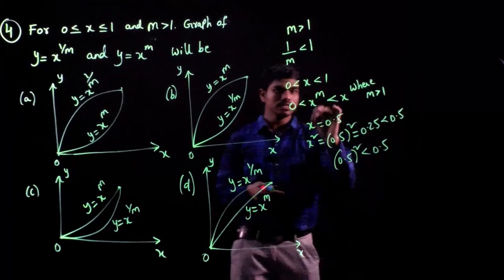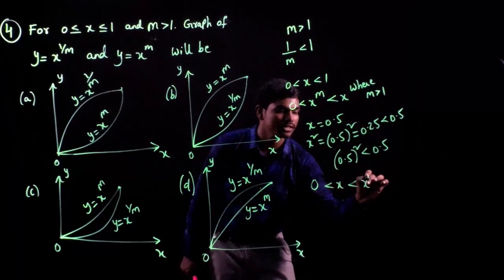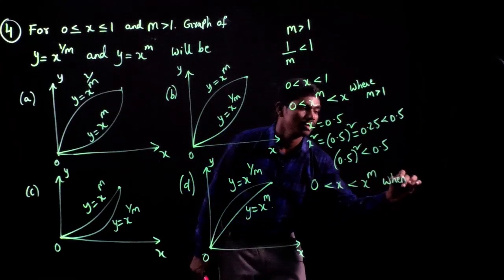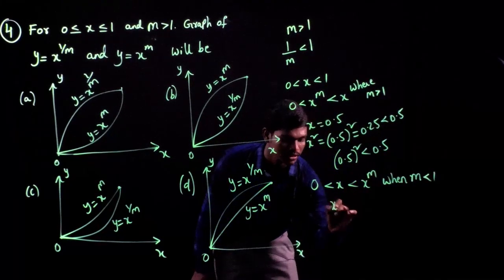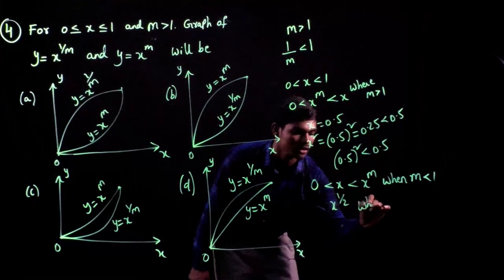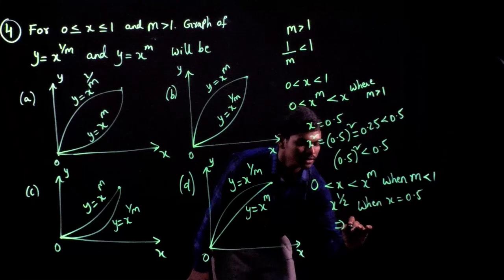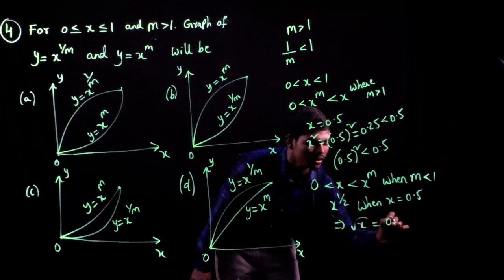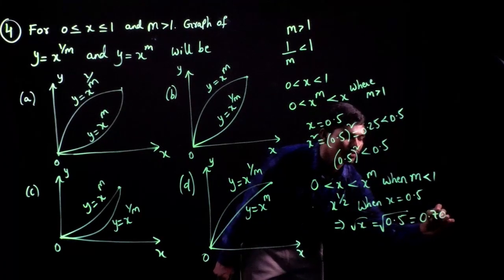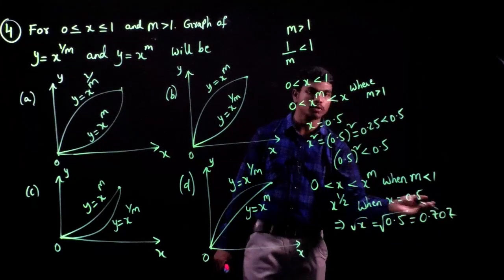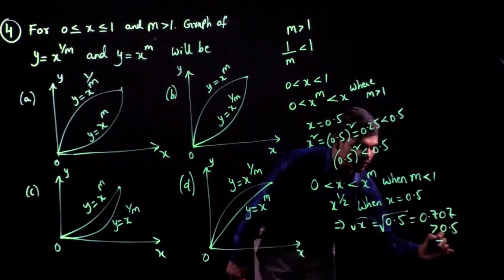And similarly this case will be altered, meaning 0 less than x power m when m is less than 1. For example, if you take x power 1 by 2 when x is equal to 0.5, then this implies root x is equal to root 0.5, which is equal to 0.707, because we know the value of 1 by root 2 is 0.707, which is more than 0.5, greater than x.